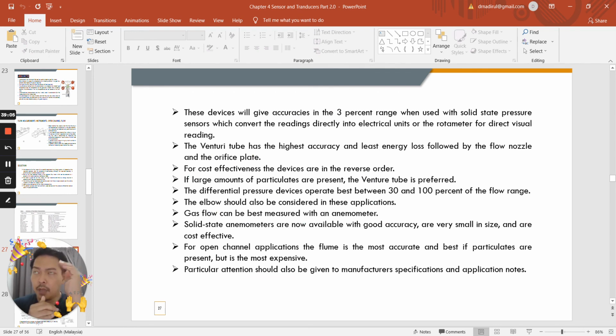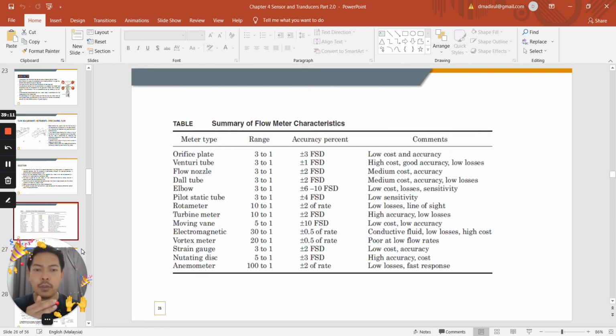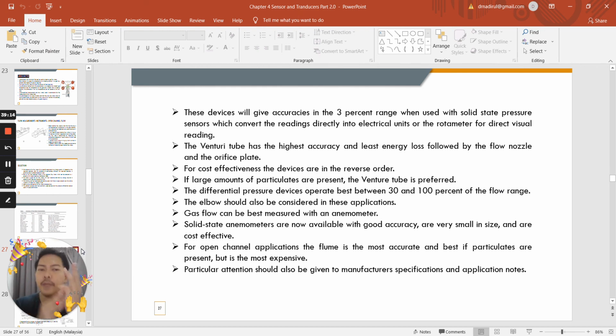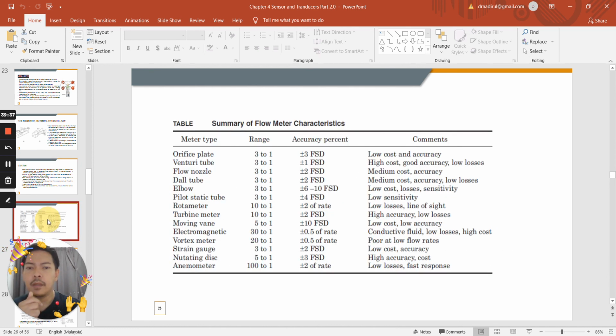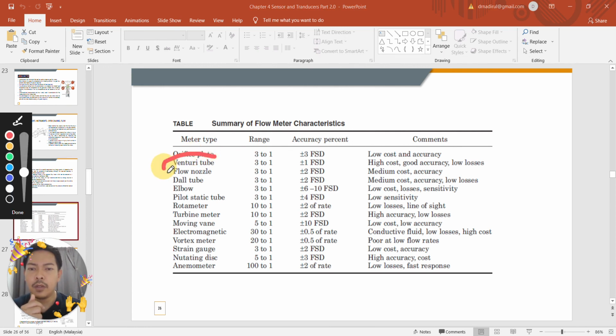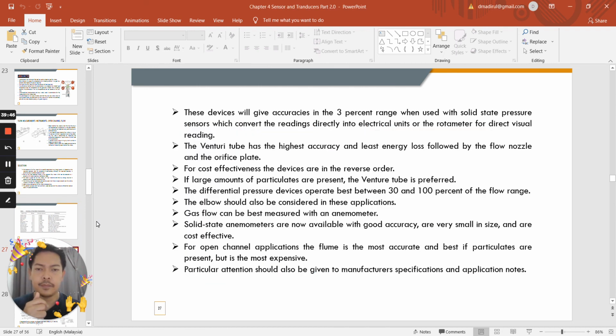These flow meters shown here give you accuracy in the 3% range when used with a solid state pressure sensor, which converts the reading directly into an electrical unit, or with the rotameter for direct visual reading. The venturi tube has the highest accuracy and least energy loss, followed by the flow nozzle and the orifice plate. You can see here the venturi tube has the highest accuracy, followed by the orifice plate. For cost effectiveness, the devices are in reverse order.